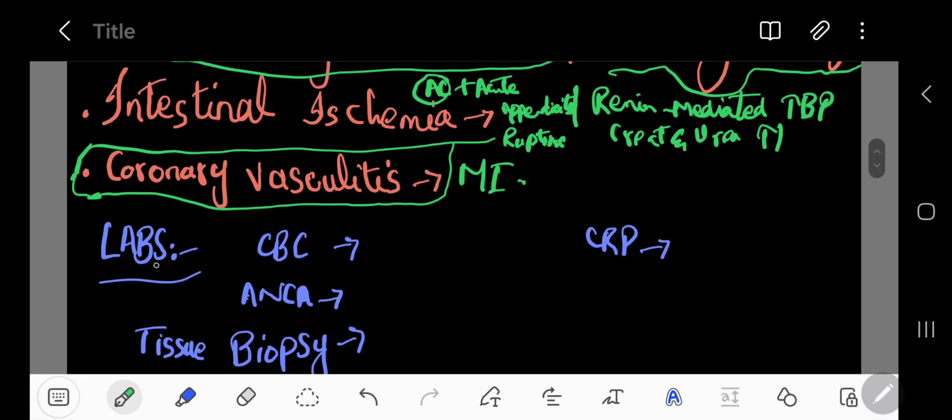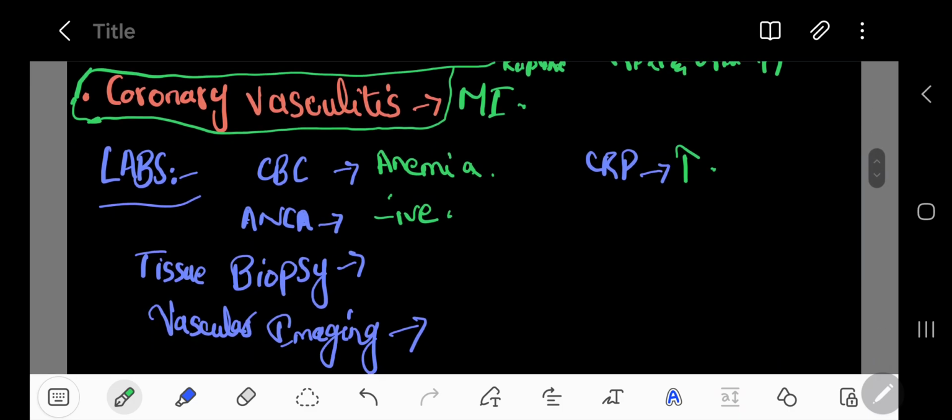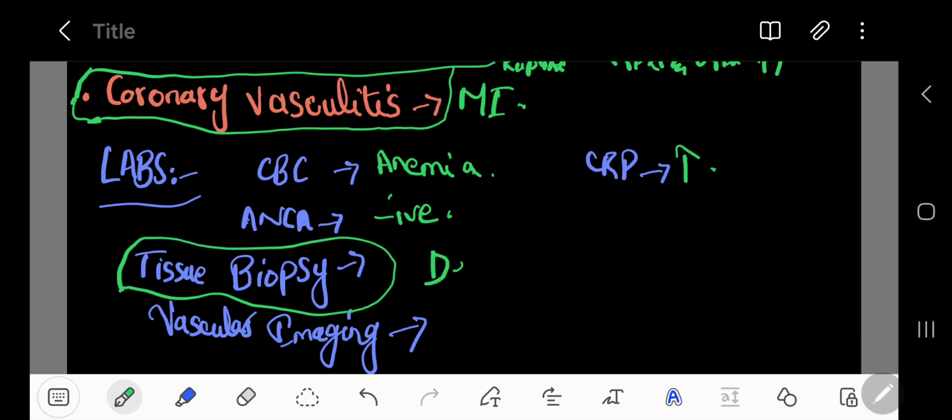How can you diagnose this condition? When you do CBC, you will find anemia like other chronic diseases. CRP is raised when there is acute inflammation. It is ANCA negative vasculitis, and you will diagnose it through tissue biopsy. When you take a deep biopsy of the affected area, then you can diagnose this condition.